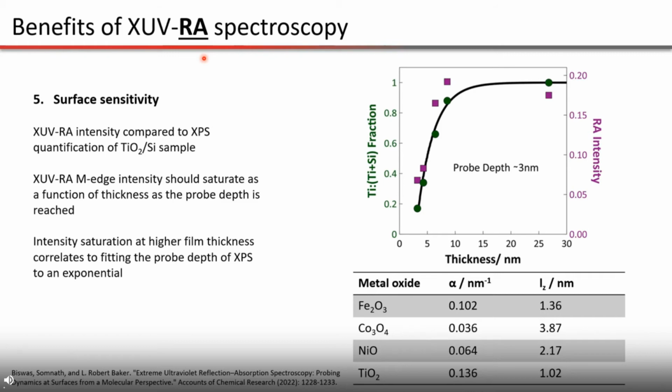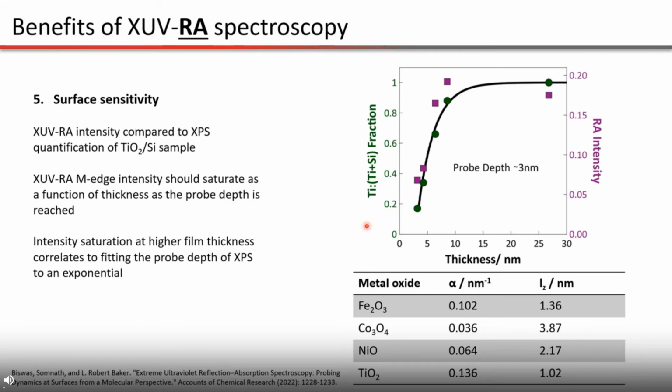So here we look at the XUV-RA intensity versus the X-ray photoemission spectrum quantification on this TiO2 silicon sample. And what we proposed in this paper was that the XUV edge intensity should saturate as a function of thickness as you get to the probe depth. So once you reach the full probe depth, you shouldn't be able to get any more signal. So if you're increasing the thickness of your sample, you wouldn't see the signal going up once you get to the few nanometers that you are fully probing.